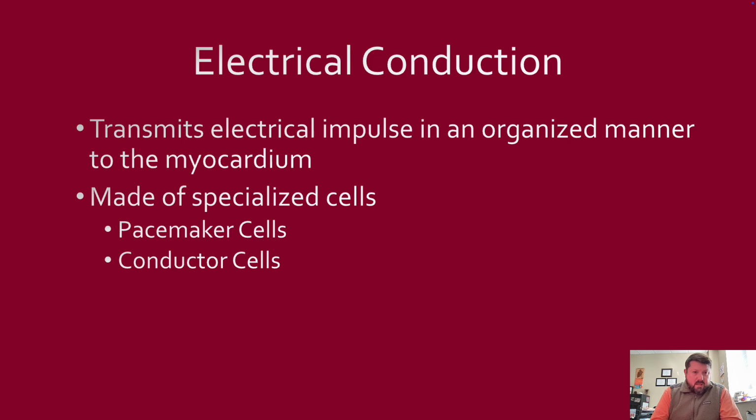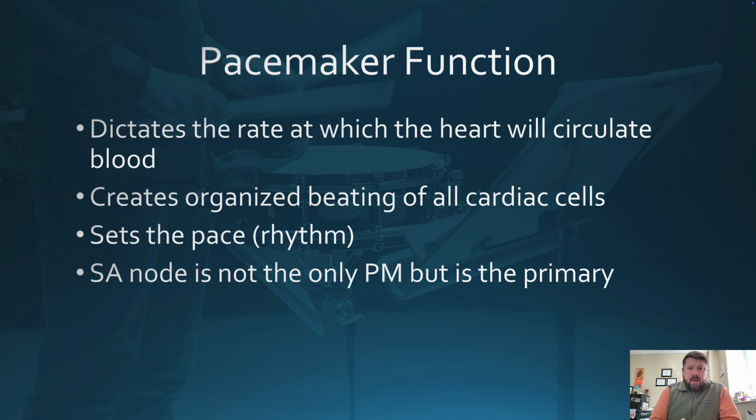You've got your pacemaker cells and your conductor cells in the electrical conduction system. Now, these are going to be cells that are not necessarily designed to expand and contract like your myocardial cells are, but these are going to be specialized to transmit the electrical impulse in an organized manner. You've got pacemaker function, with the SA node being your primary pacemaker, but your pacemaker dictates the rate at which the heart will circulate blood. It creates organized beating of all cardiac rhythms and sets the pace for the rhythm. The SA node is not the only pacemaker, but it is the primary.